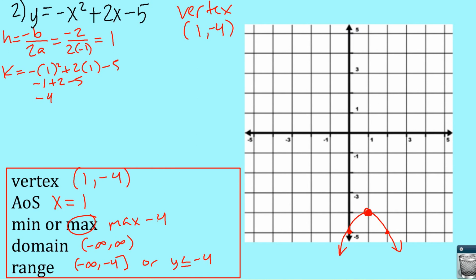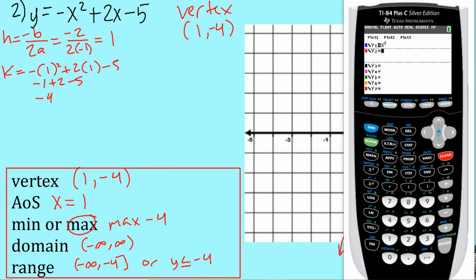Okay, and again, you can plug this into your calculator. So I'll do blue as my parent function. Okay, good. Red is going to be this equation, so I'll type it in. So we'll do negative x squared plus 2x minus 5. And we graph it.